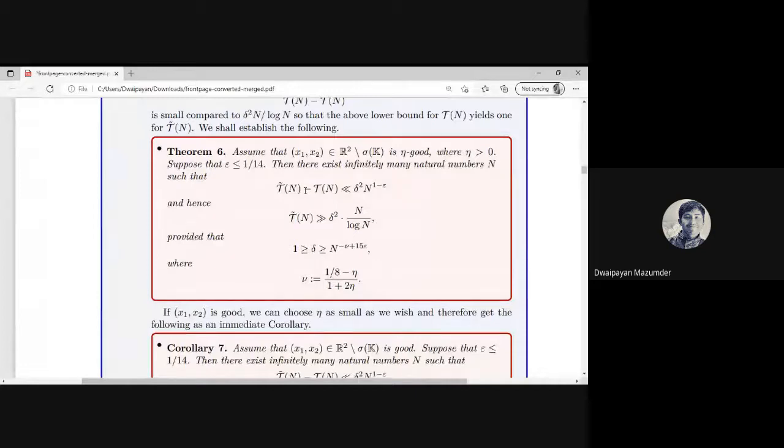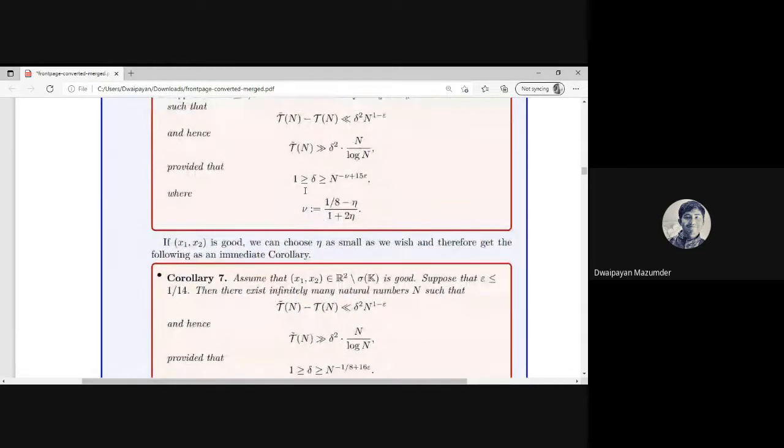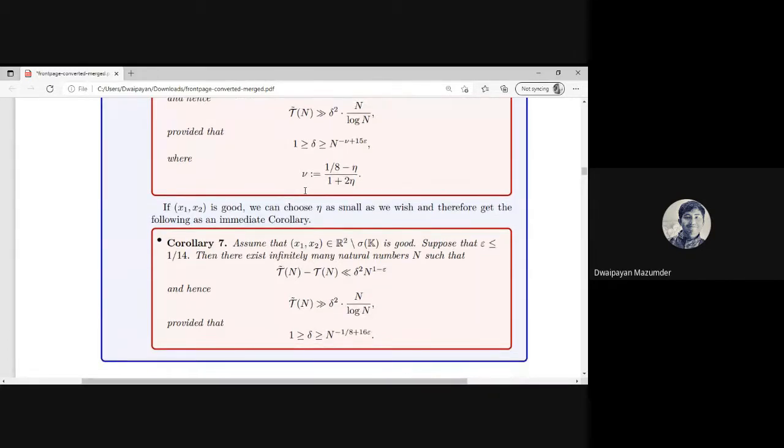We must have some range for delta, and that is delta is less than or equal to 1 and greater than or equal to n to the power minus mu plus 15 epsilon, and mu is chosen to be like that. That is a later part, but the idea is this one, to have a lower bound, because in our mind we want to show that this is infinite kind of thing. So if x1, x2 is good, then we can make our eta as small as we wish. So ultimately all things are okay, but in the place of mu we can just use 1 by 8, 1 by 8 plus some epsilon.